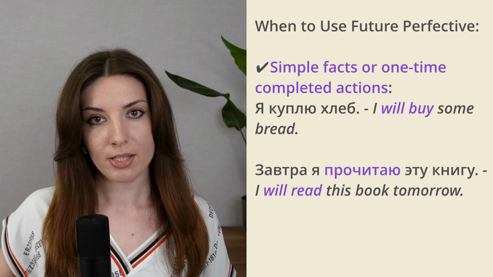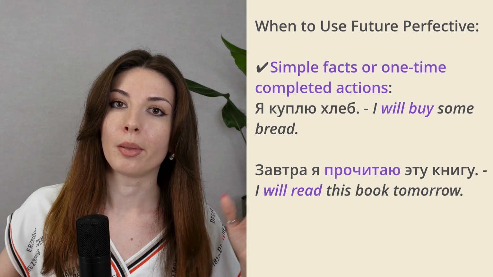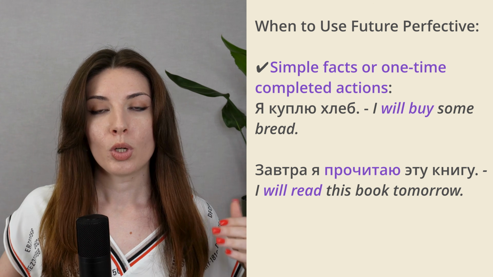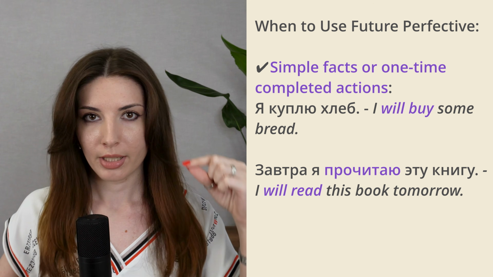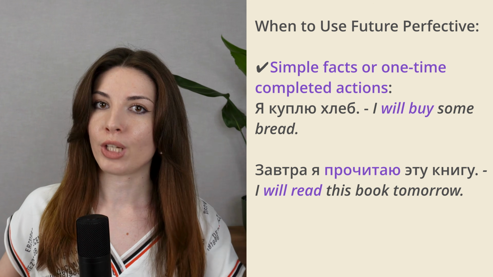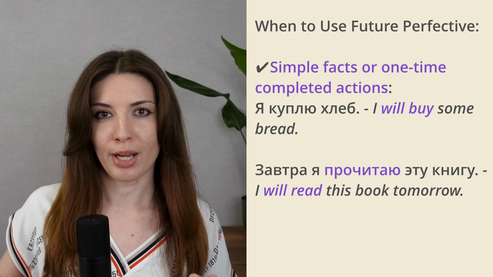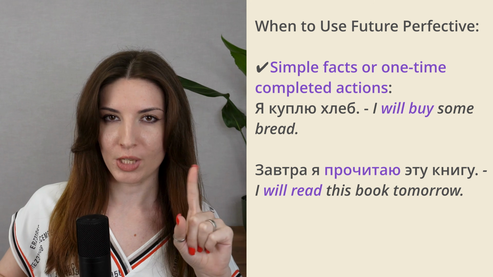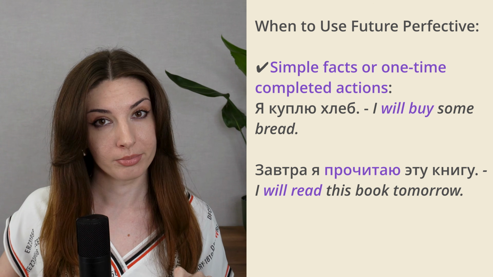And perfective aspect. Simple facts. Я куплю хлеб. I'll buy some bread. Or when you want to point out that you will start reading a book and you plan to finish it tomorrow, for instance. Завтра я прочитаю эту книгу. You will finish that. You will complete this book. It's your plan. And that was it.